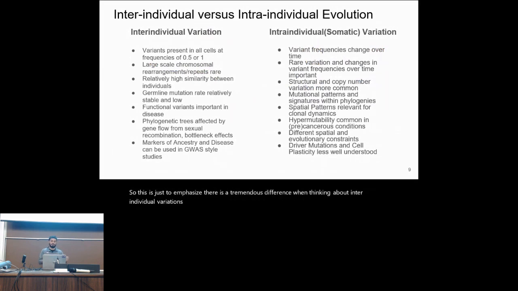So the difference in variation between me and someone else versus intra-individual variation, which is the population structure of cells within an individual. So I'm just going to focus on the somatic variation portion, but we care that variant frequencies are often changing over time. We care more about the evolutionary structure and the mutational patterns, and we care perhaps less about the individual variants themselves, since they can be extremely hard to call.